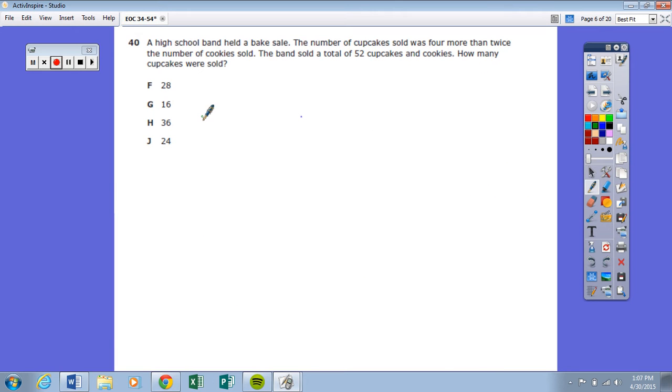Okay, number 39, a high school band had a bake sale. The number of cupcakes sold was 4 more than twice the cookies. The band sold a total of 52 cupcakes and cookies. How many cupcakes were sold? Well, what I would probably do is, it's trying to find this number for cupcakes, so I would take these numbers and just work backwards. So I would say, well, what if it's 28? You know, let's try that.